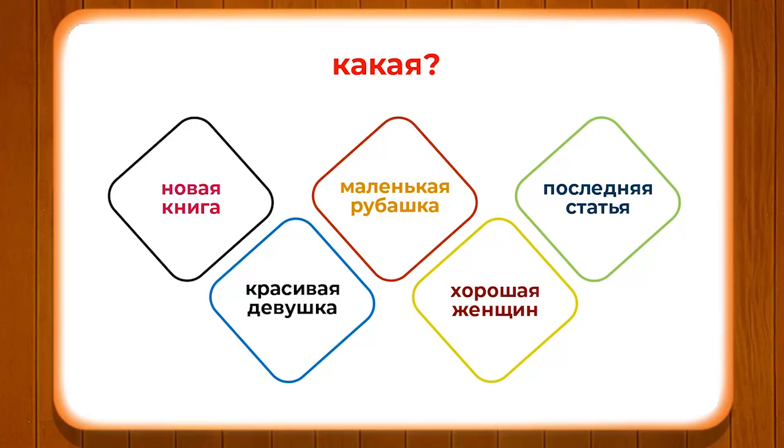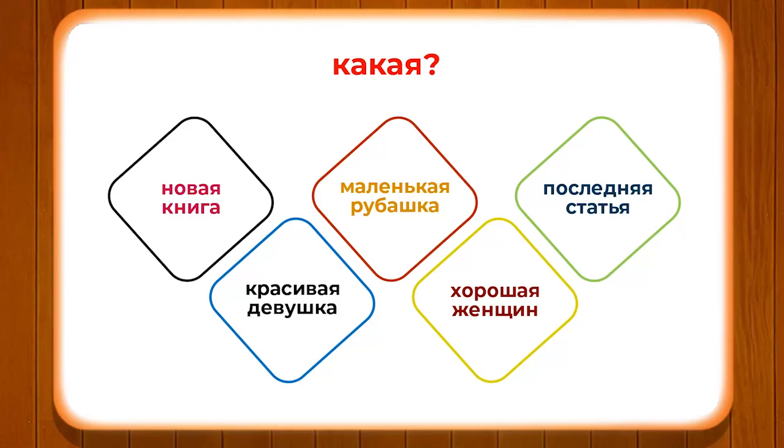As you already know, nouns with the ending a and ya are feminine gender. So as a rule of Russian grammar, the ending of the noun determines the ending of the adjective. That is why whenever we have книга, девушка, рубашка, the ending of the adjective is новая, красивая, маленькая. So please pay attention to this aspect.